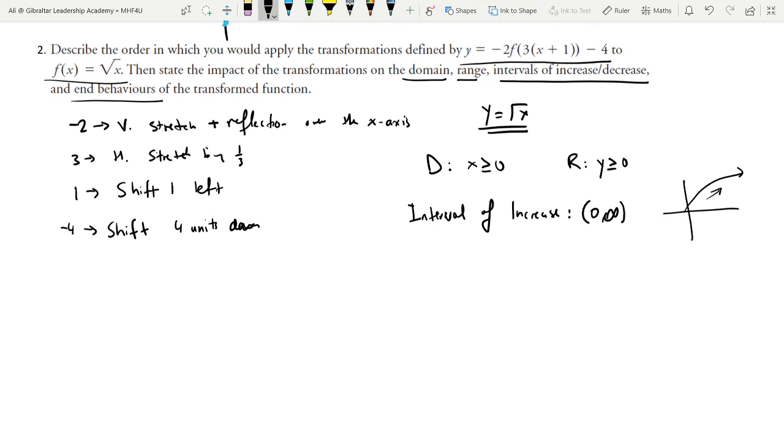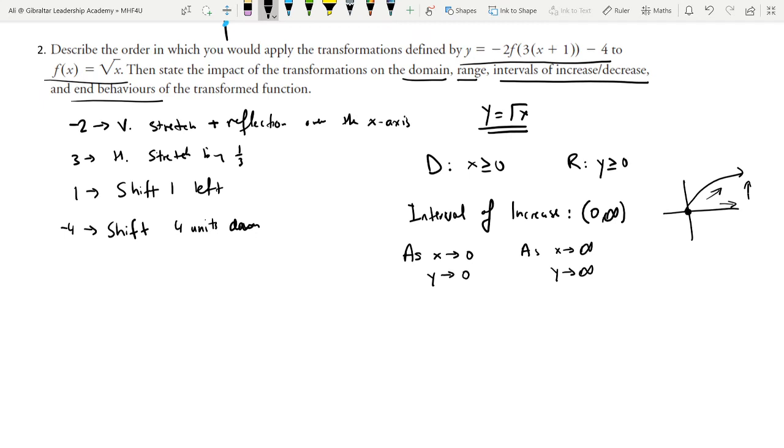And for the end behavior, there are two sides. There is as x approaches 0, which would be the left side because it does not go beyond the 0 here. What does y approach? And then as x approaches positive infinity on the right side, what does y approach? So as x approaches 0, y approaches 0. As x approaches positive infinity, y approaches positive infinity because it's going up. So we have our characteristics for our base function.